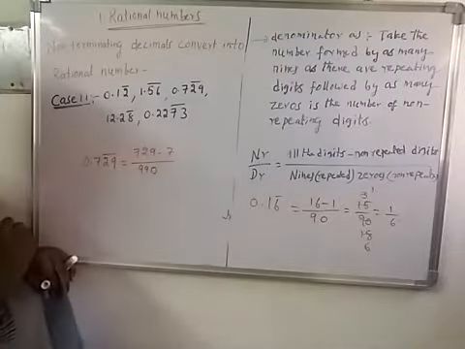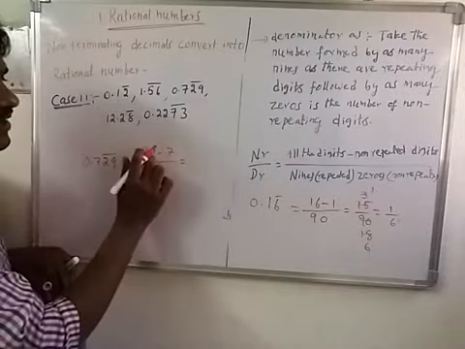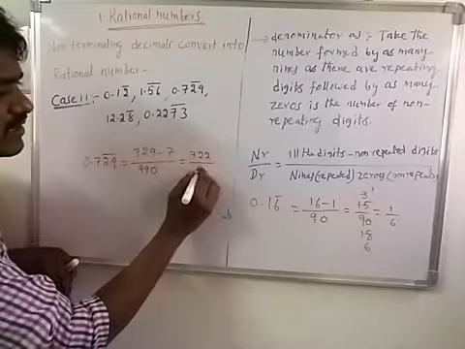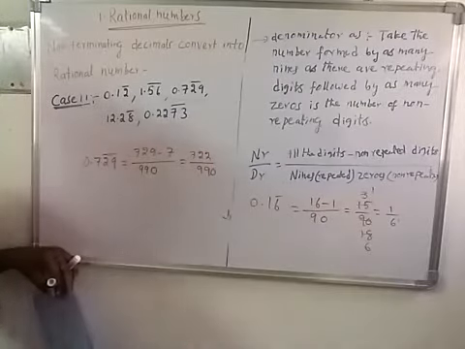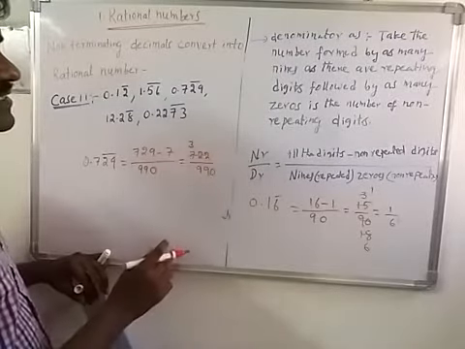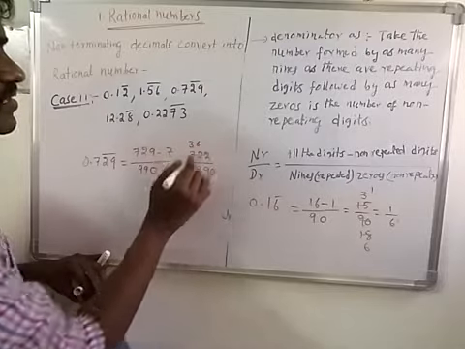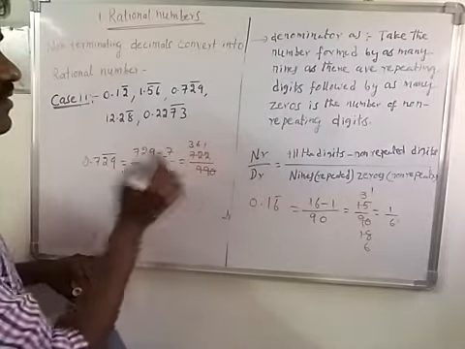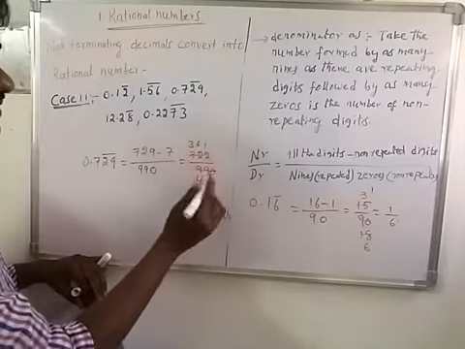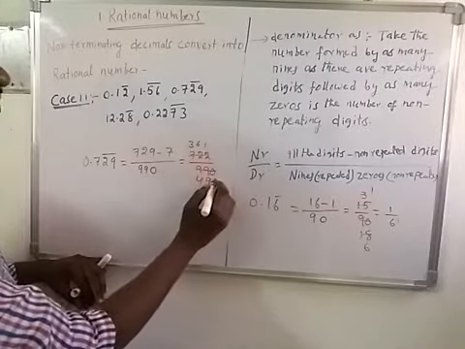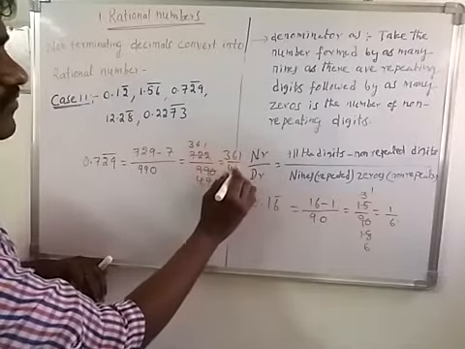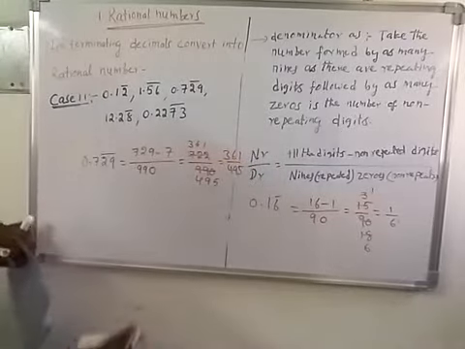You write 1 zero. That equals 729 minus 7, 722 by 990. This is cancelled with the 2 table. 2 3 is 6, 1 remaining, 2 6 is 12, 2 1 is 2, and the denominator is also cancelled with the 2 table. 2 4 is 8, 1 remaining, 19, 2 9 is 18, 1 remaining, 2 5 is 10. That equals 361 by 495.